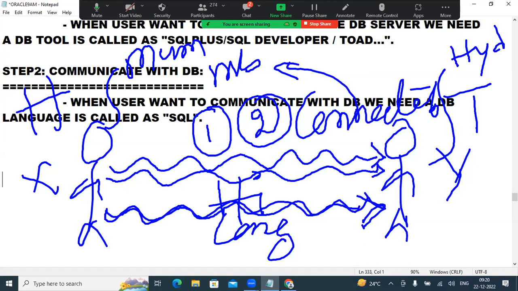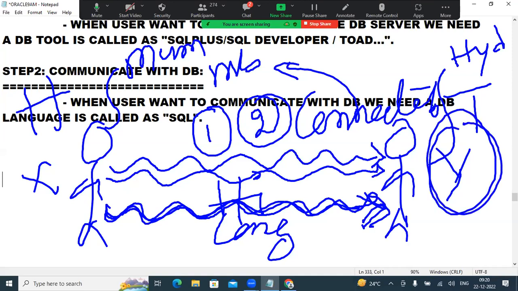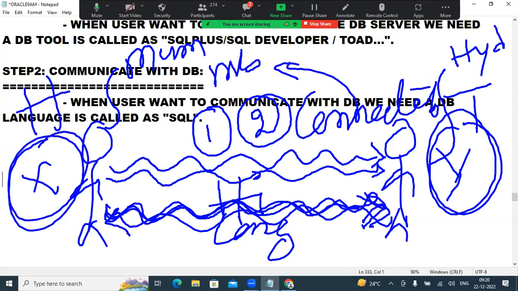Then Y person is sending his request in the Hindi format, and Y person doesn't understand what he is asking, so he can't respond here. Then if he sends the request in Telugu, this person cannot respond, because both of them don't know each other's languages. He doesn't know Telugu and he doesn't know Hindi, so it's going to be miscommunication. Yes or no? So this is what's going to happen between X and Y.